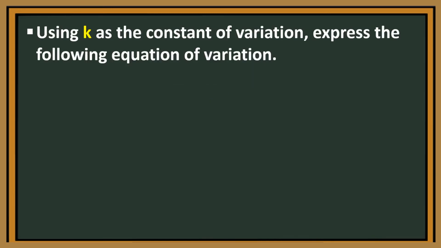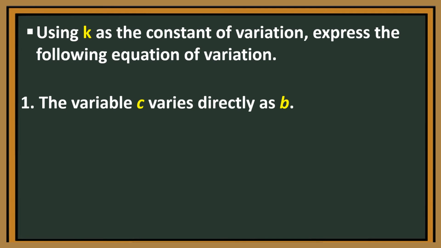Let's have another example. Using k as the constant of variation, express the following in an equation of variation. Number 1, the variable c varies directly as b. So we're going to translate that into an equation. But first, we're going to look for the keywords. The keywords are varies directly. So that is c is equal to k times b, wherein k is the constant.